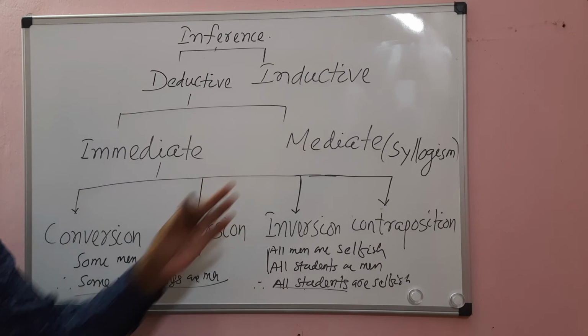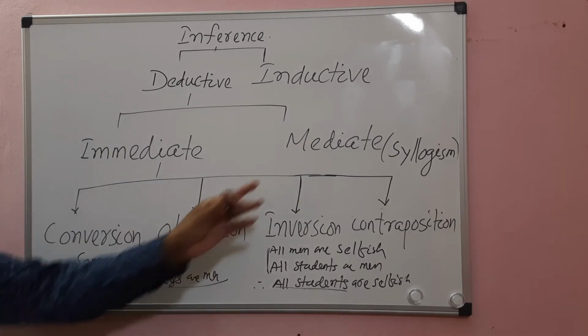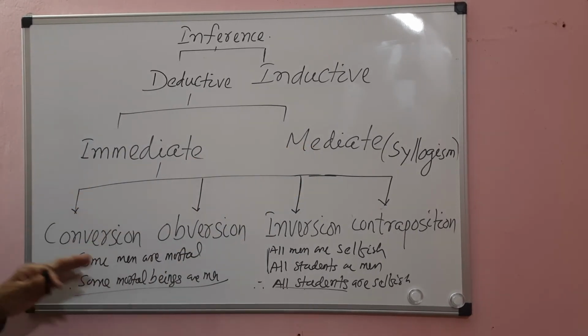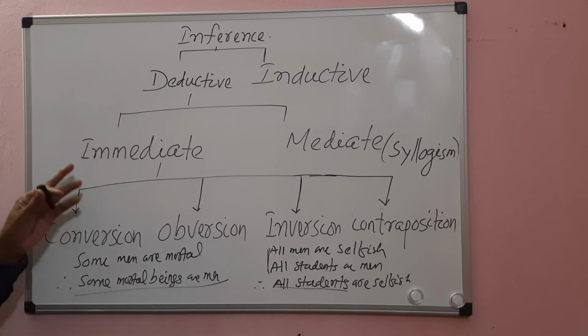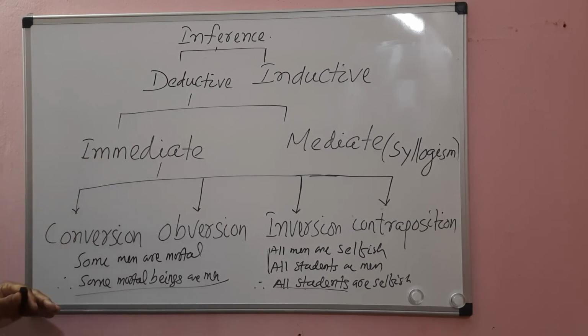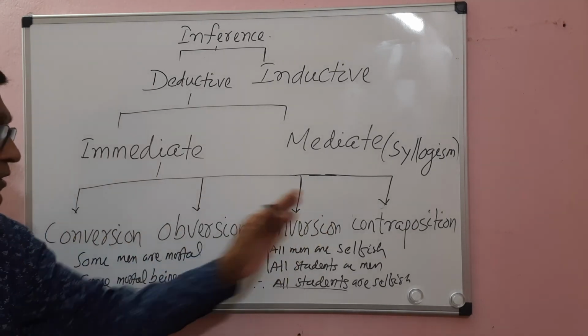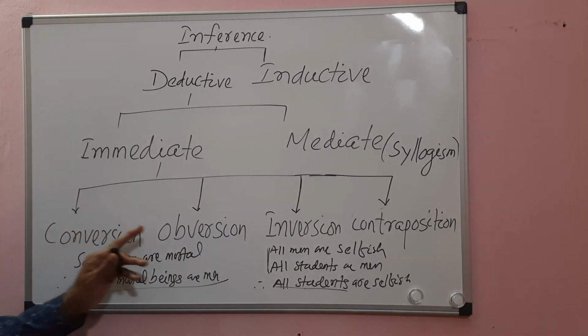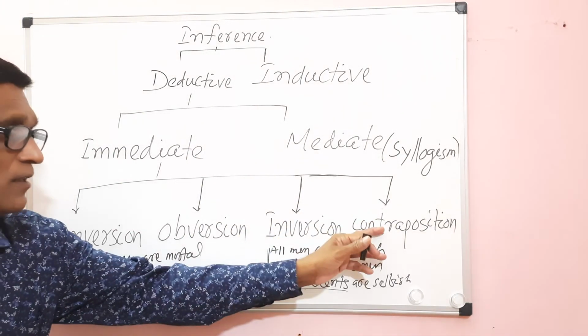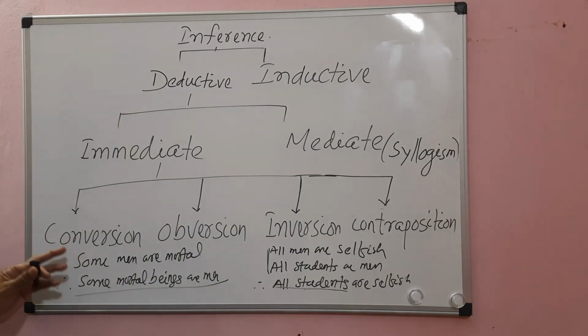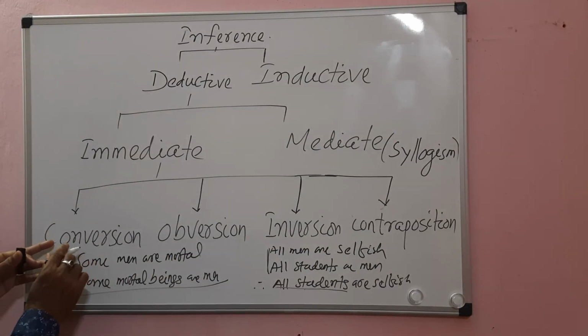We will discuss mediate inference in the next video lecture. But in this video lecture, we will concern ourselves with immediate inference. Immediate inference is again classified into four types: conversion, obversion, inversion and contraposition. Today we will discuss only conversion.